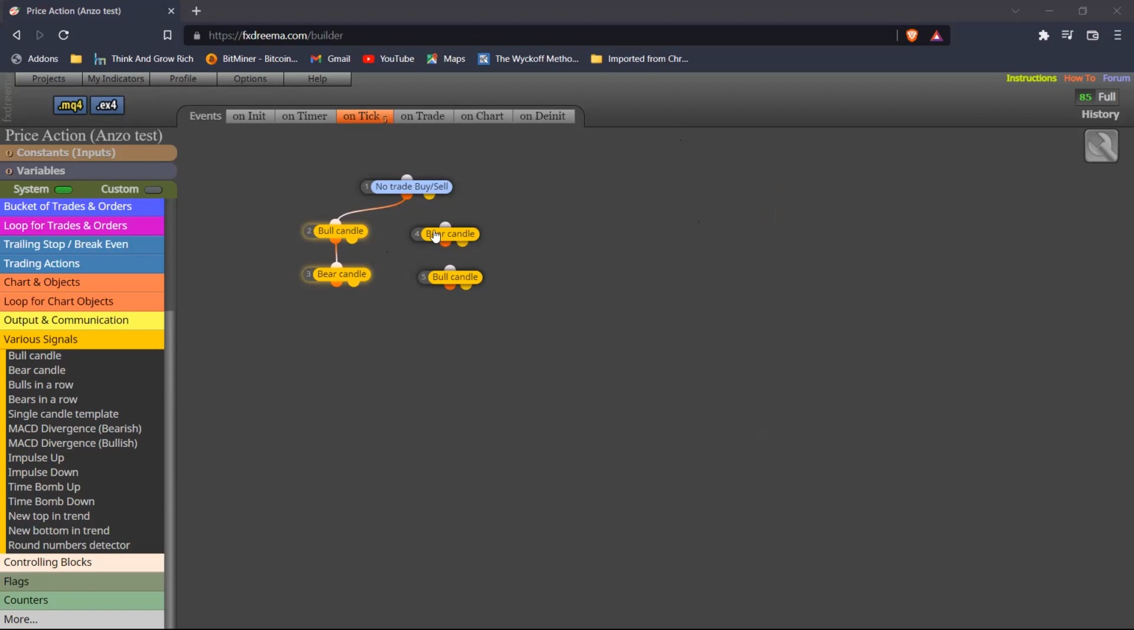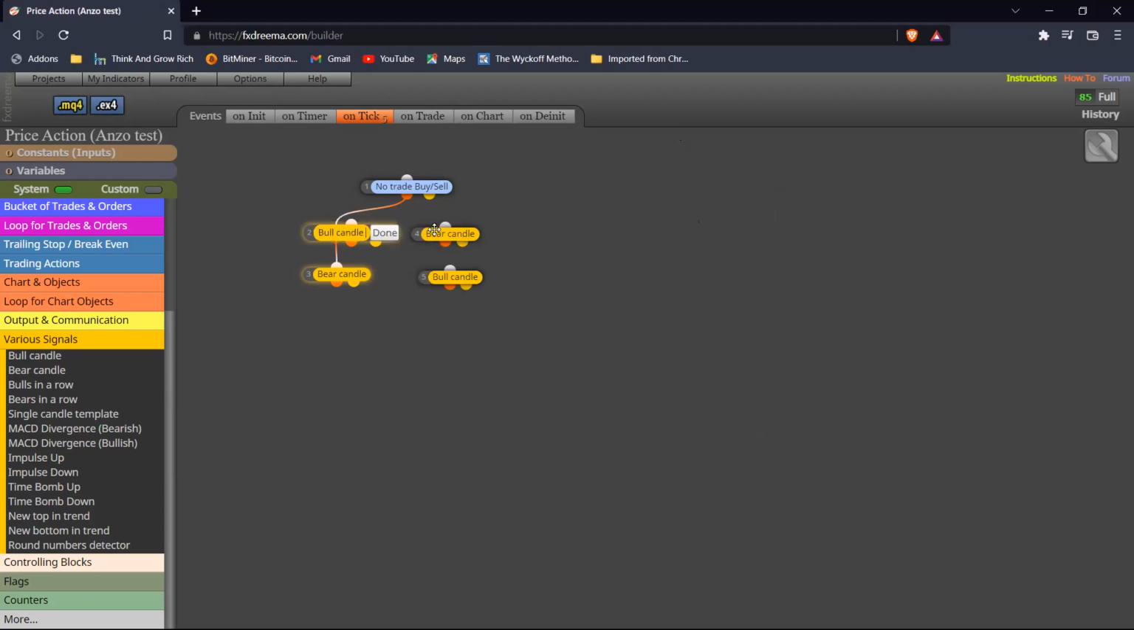So let's label this, just name this bull candle. Let's name it 1. And we'll call this bear candle. Let's call this 2. And this would be bear candle 1, and bull candle with candle ID. So we're just labeling it. The label doesn't really have much to do with it. It's just so that we understand what we're seeing.